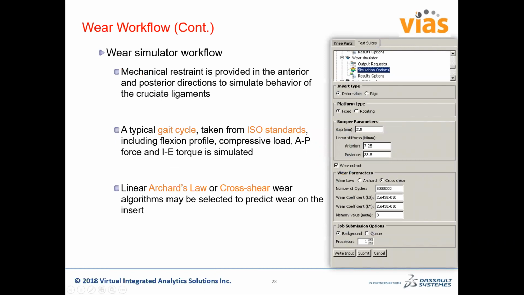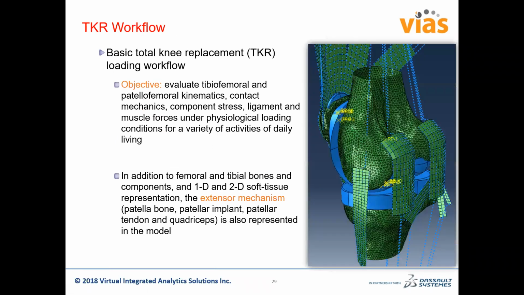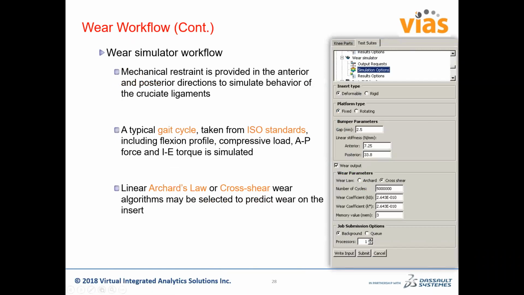Archard's law is an isotropic wear law, whereas in the cross shear law, the wear changes according to the change in direction between the femur and the tibial insert. And the outputs you are looking at once this analysis is done is, of course, the wear on the tibial insert over a number of cycles. For example, here we are looking at wear after 5 million cycles.